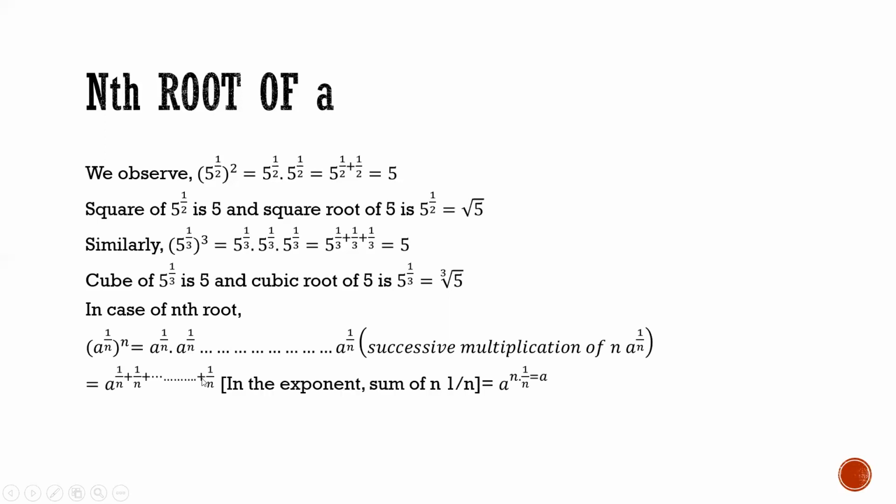So we can apply the multiplicative law of index, or index law of multiplication, whatever you say it. We will have a to the power 1 by n plus 1 by n plus 1 by n plus and so on, plus 1 by n. Here in the exponent, we have the sum of n terms of 1 by n. This is equal to a to the power n into 1 by n, so that's equal to a.